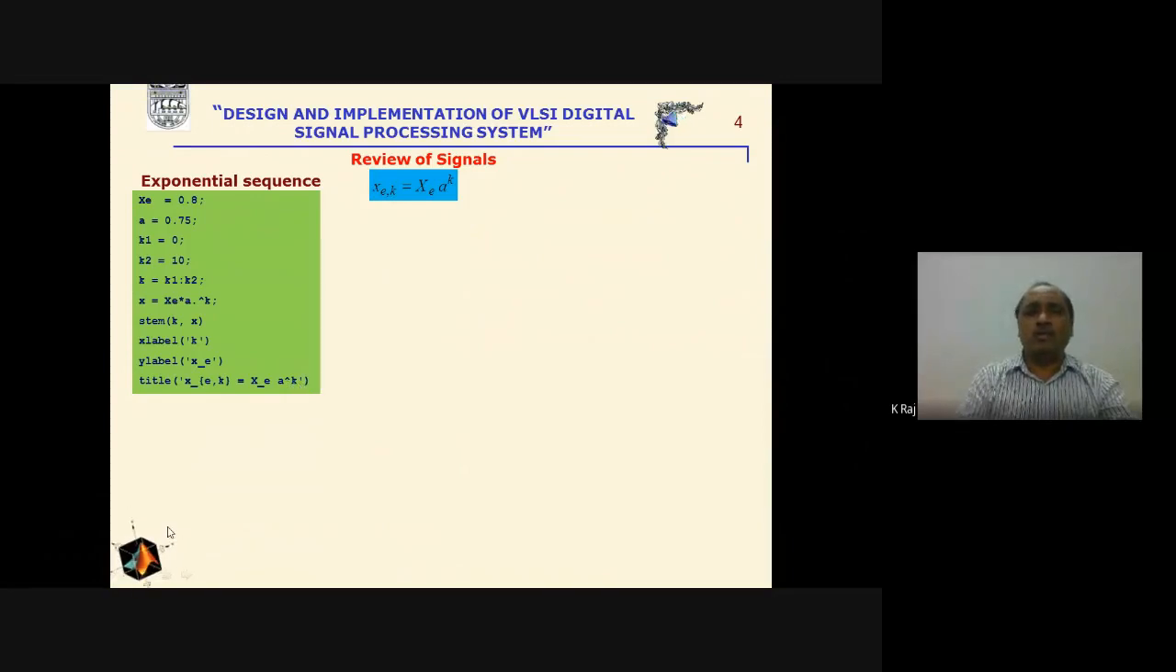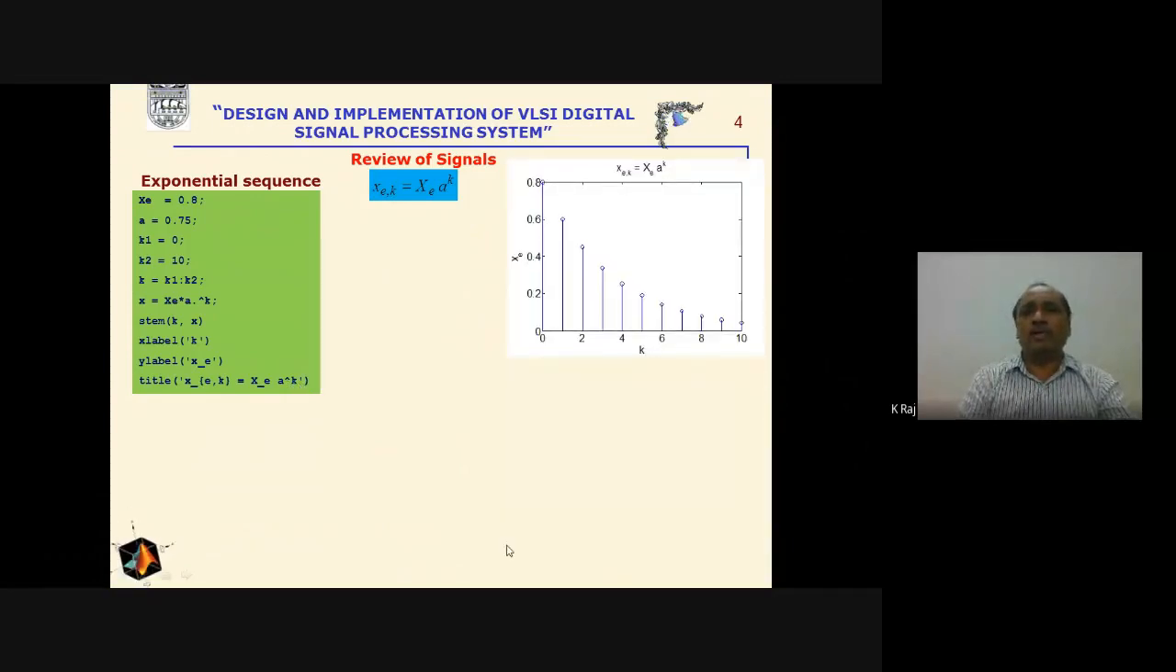Now see what the result will be. This will be the result returned by these commands. After writing these commands, we can generate this type of sequence that can be graphically represented, and this sequence can be utilized for the purpose of processing in the design of a system.